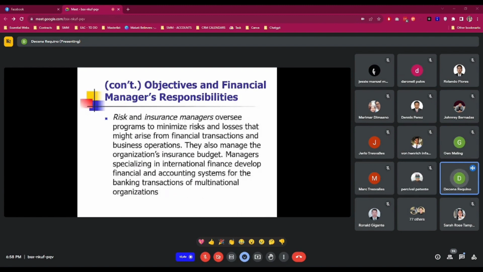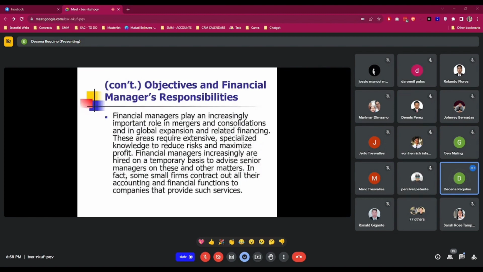Then meron din tinatawag na risk and insurance manager. They oversee the program to minimize risks and losses that might arise from financial transactions and business operations. They also manage the organization's insurance budget. Managers specializing in international finance develop financial and accounting system for the banking transactions of multinational organization.